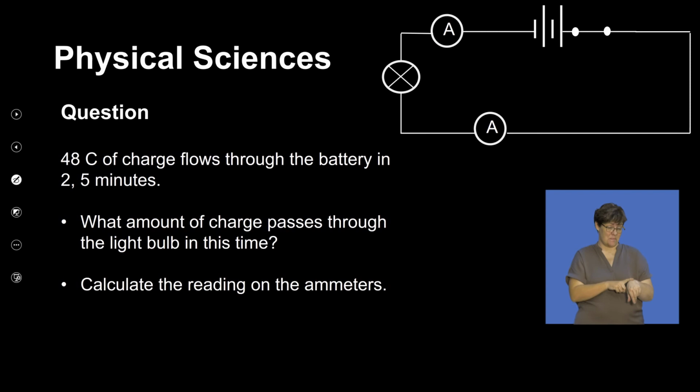Take note of that time, all right? And we talk of a unit time. Does that suggest something? Yes, there are necessary conversions that have to be carried out in case we want to do some calculations of some sort, okay? It says here, what amount of charge passes through the light bulb in this time? Okay, what do we know?